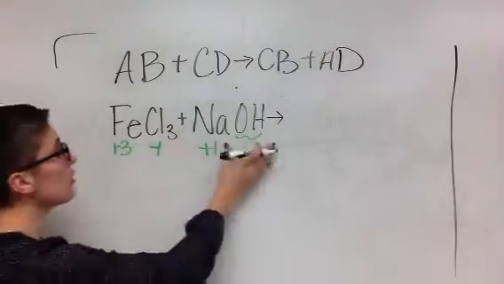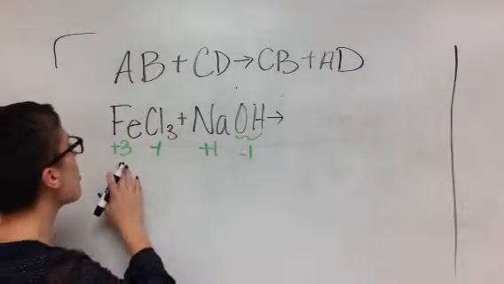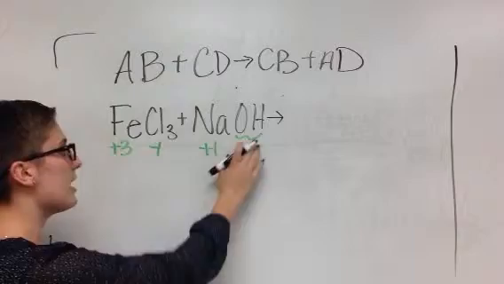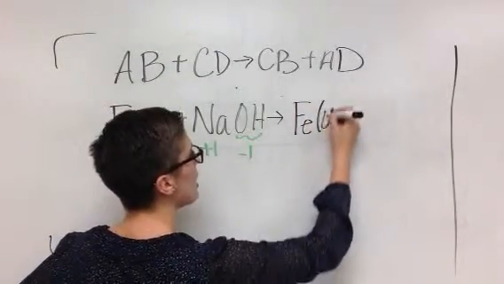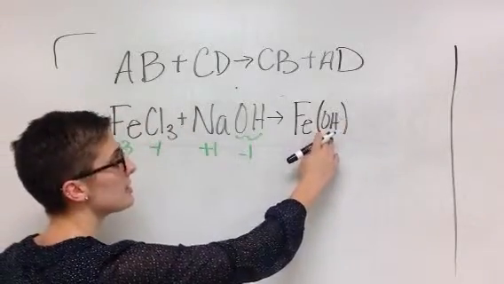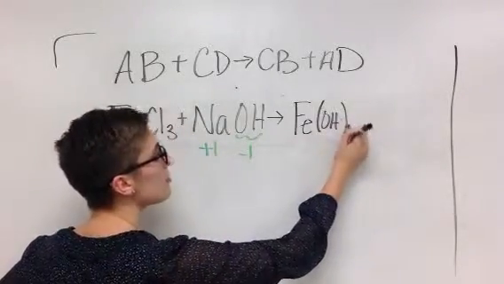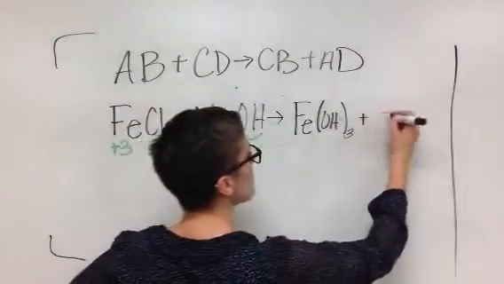So I can't put chlorine and hydroxide together because they're both negative. So that means that iron and hydroxide must go together. So I have iron hydroxide, and since the charge of iron is +3 and hydroxide is -1, I must have 3 hydroxide groups. And then I can also put NaCl together.